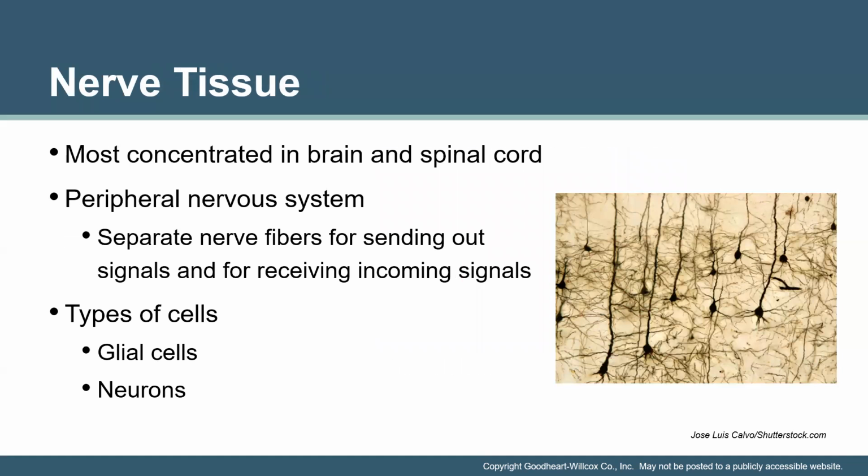When we get to nerve tissue, the heaviest concentration is in the brain and spine, which is what we call the central nervous system. The peripheral nervous system is anything outside of the spine.